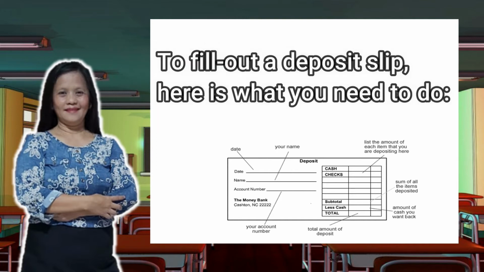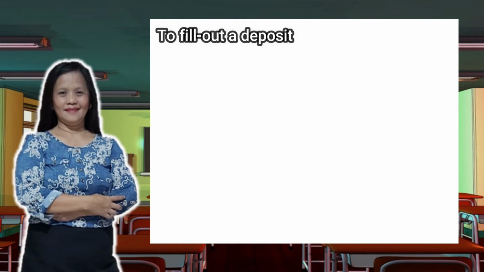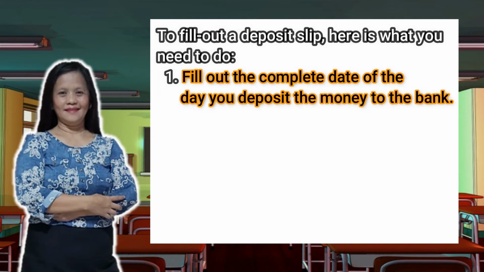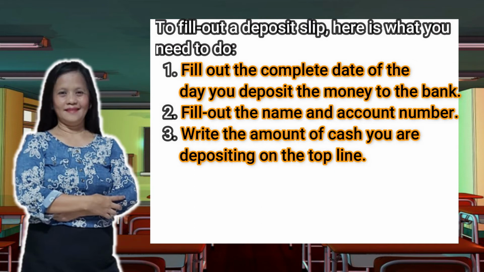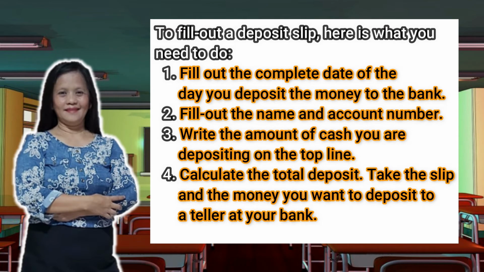Now here are the guidelines in filling out a deposit slip. To fill out a deposit slip, here is what you need to do. First, fill out the complete date of the day you deposit the money to the bank. Next, fill out the name and account number. Then, write the amount of cash you are depositing on the top line. And then lastly, calculate the total deposit. Take the slip and the money you want to deposit to a teller at your bank.